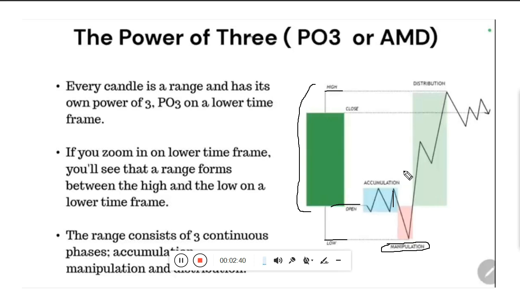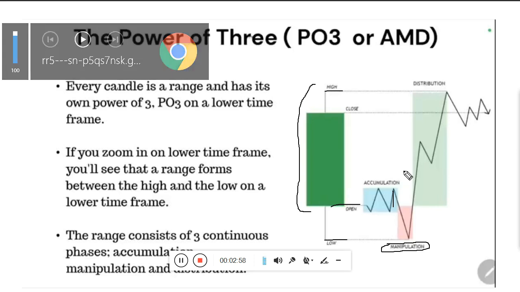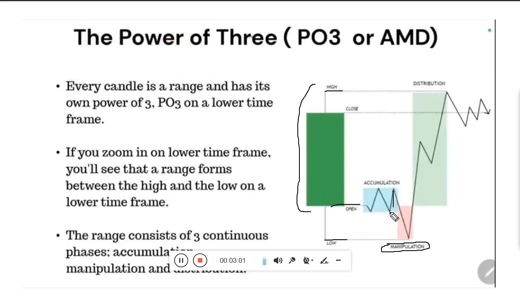One thing you should know is that your manipulation will always be below the accumulation range, below the opening range of the candle, depending on the candle that it is. I'm giving you a pro tip here: at any point in time, the candle you want to trade, the wick of that candle is your manipulation. That is what you use to identify the manipulation.